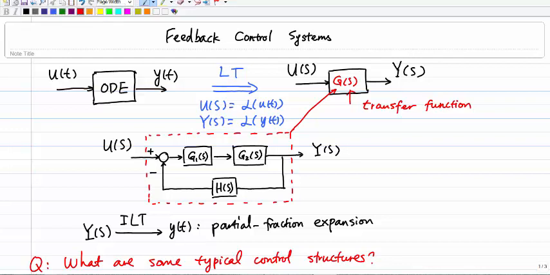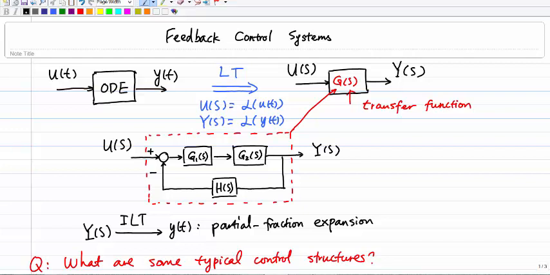Okay, in this video I'm going to talk about feedback control systems. In the previous several lectures, we talked about the Laplace transform, the inverse Laplace transform, and block diagrams. Those are very important components before we talk about feedback control systems. So now let's do a brief recap of what we talked about in the previous several lectures.